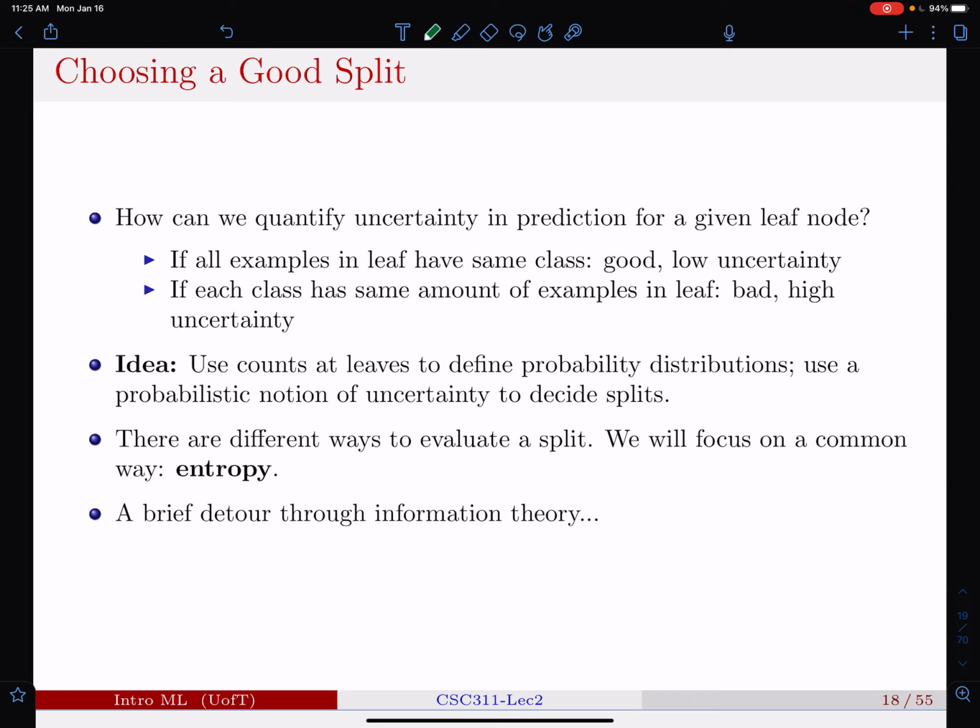So in order to try to avoid this, we want to look at the counts, and we use this to define a probability distribution. Then we can use this concept of uncertainty in the probability distribution, also known as entropy, to determine whether or not we like a particular split or not. So this is just one way to evaluate a split. It's the primary way we'll be focusing on, and we'll dive into a bit of information theory to explain what entropy is.